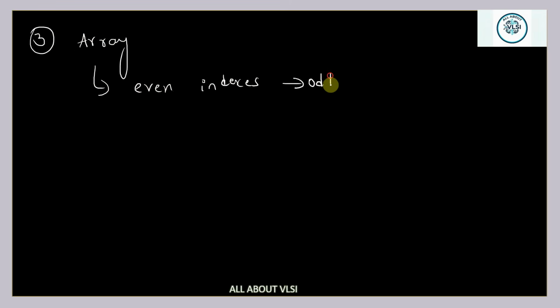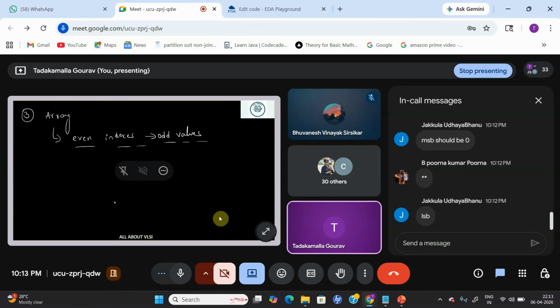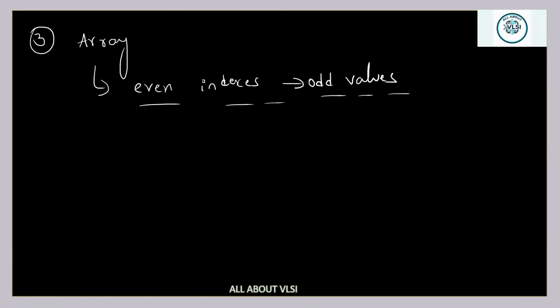Now, let's see one more question over here. So let's say the question over here is, in this particular array, even indexes should have my odd values. This is the question. So the requirement over here is whatever the even indexes which we are going to have, right? Those particular even indexes should have odd values. Now come up with this particular solution. What can we write down over here? The even indexes should have odd values.